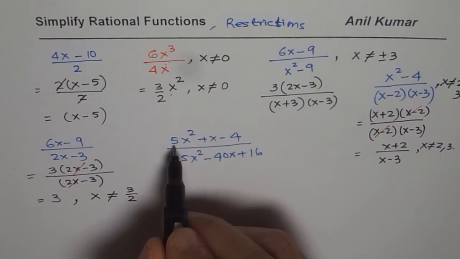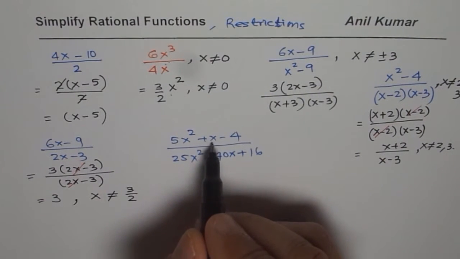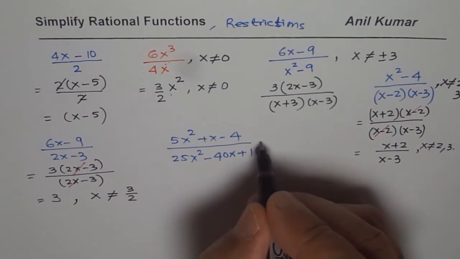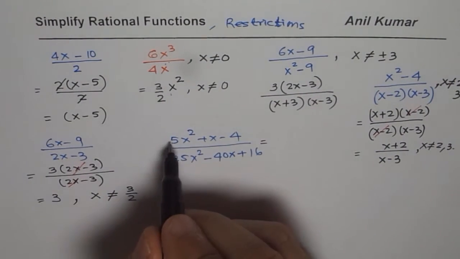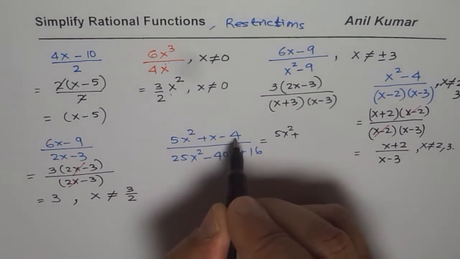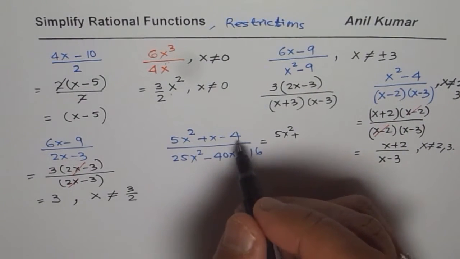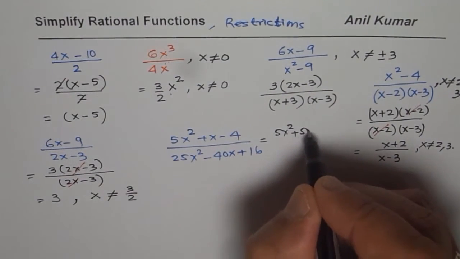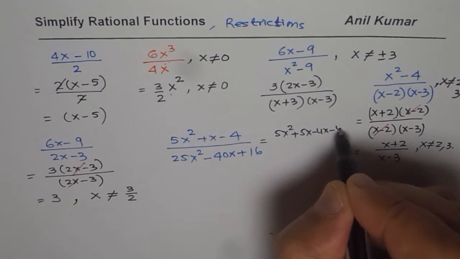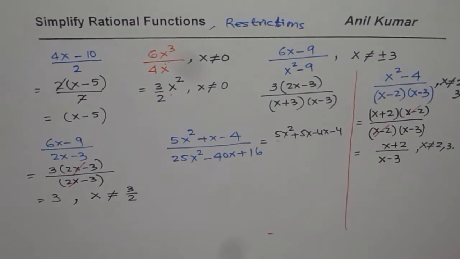Now here we have the numerator, which is a product where we have 5 times 4, 20, minus 20, and the sum should be plus 1. So let's factor this. We could factor this as 5x squared plus 5x minus 4x minus 4, right? So we have to get a product of 20, which is 5 times 4. 5 should be positive. So we have 5x minus 4x, and we already have 4 there.